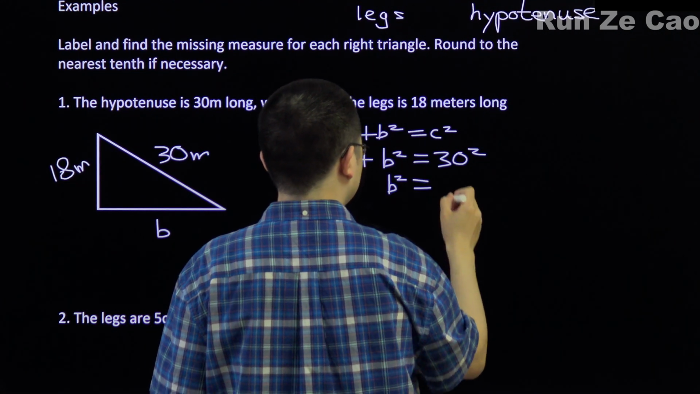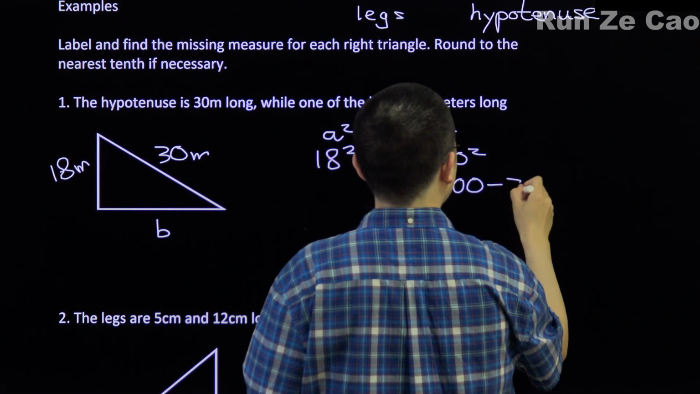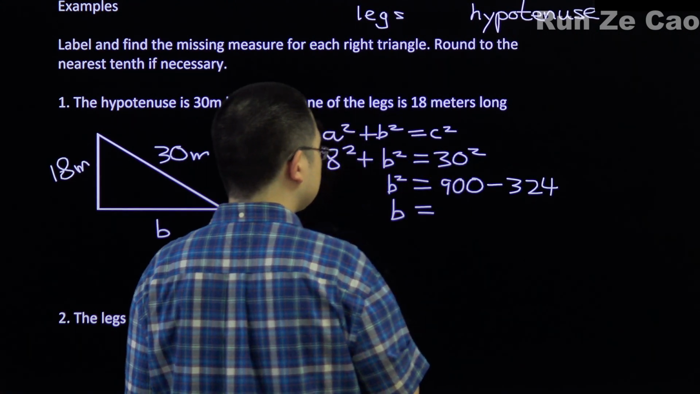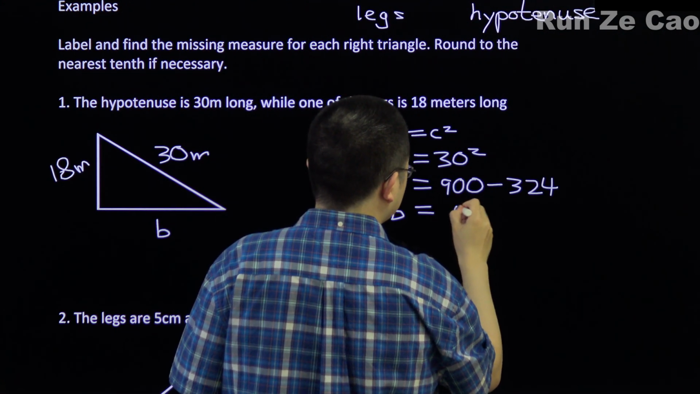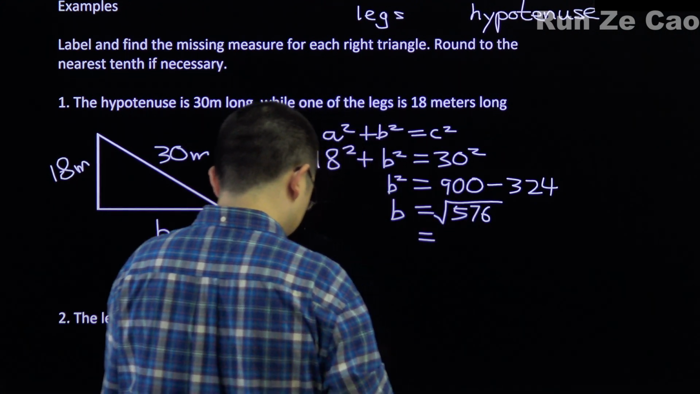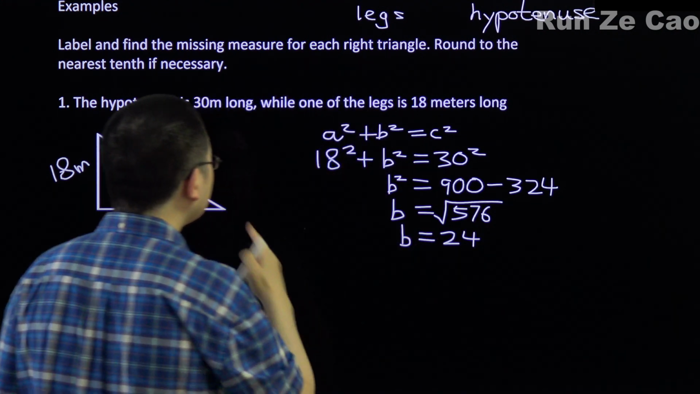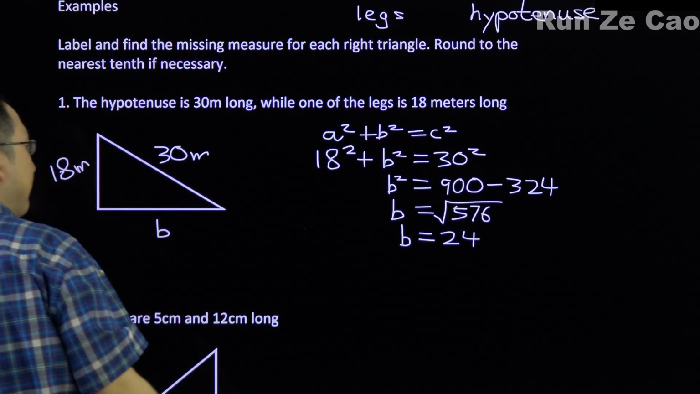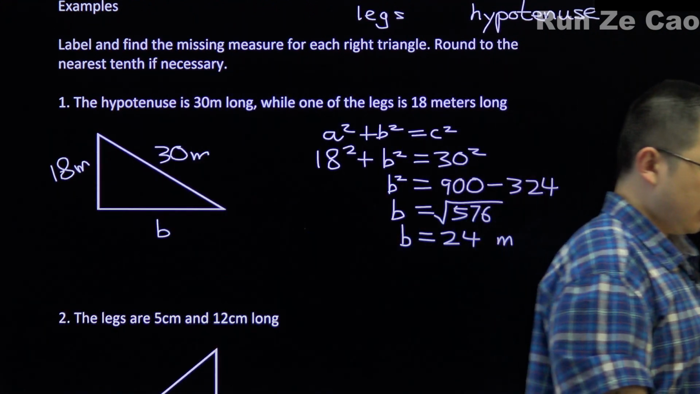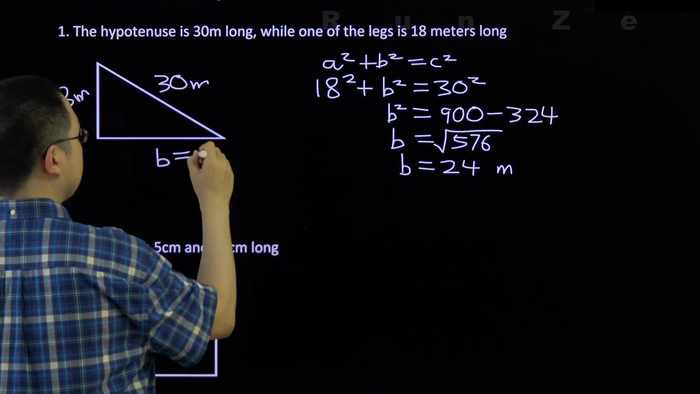B squared is equal to 900 minus 18 squared, which is 324. So, b squared is 576. So, b is square root of 576. 576 square rooted, oh, it's 24. b equals 24. And the units are meters. And you may want to label this on your diagram as well.